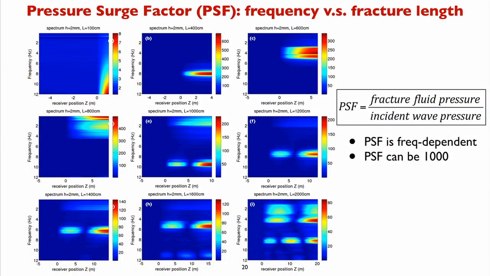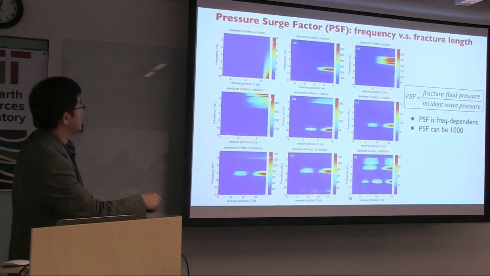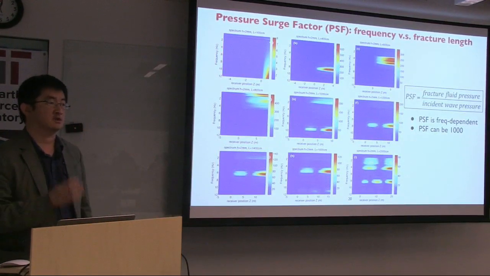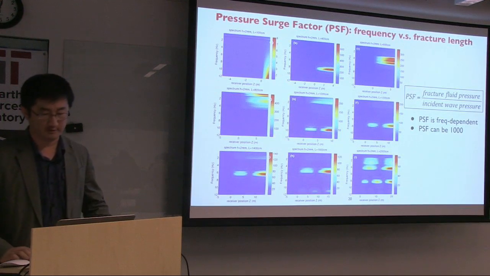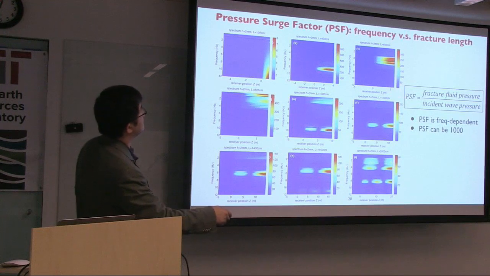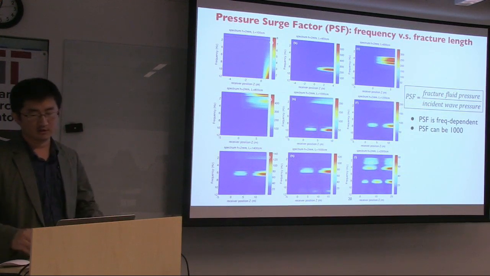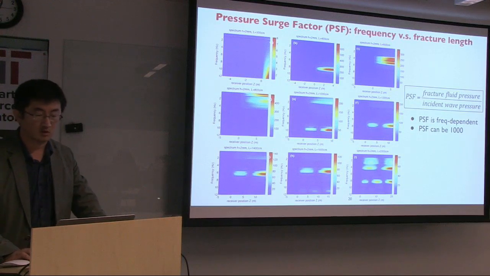And you recorded the waveforms, and for each waveform you do the Fourier transform. So vertical axis now is the frequency in hertz. Horizontal axis is the position of the receiver. So again, we define the magnification factor, pressure surge factor, as the fluid pressure in the fracture over the instant wave pressure. So that gives you a ratio.